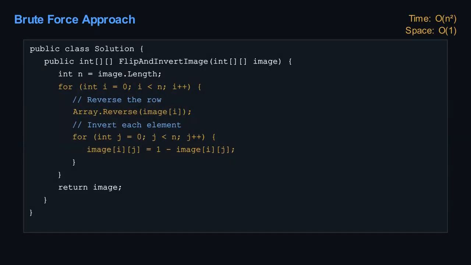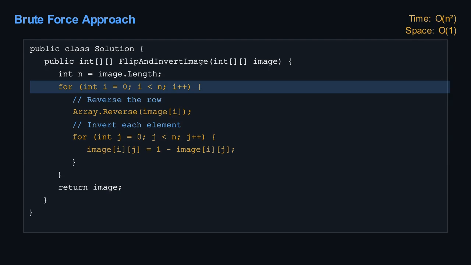The most obvious thing to try, when faced with two distinct operations like flipping and inverting, is to simply perform them one after the other, exactly as described. For each row in our image, we can first completely reverse that row. Imagine we have a row of numbers. We can take the first element and swap it with the last, then take the second element and swap it with the second to last, and continue this process until the entire row is reversed.